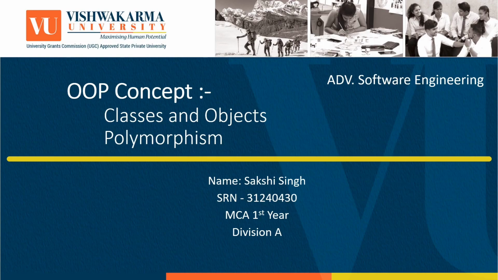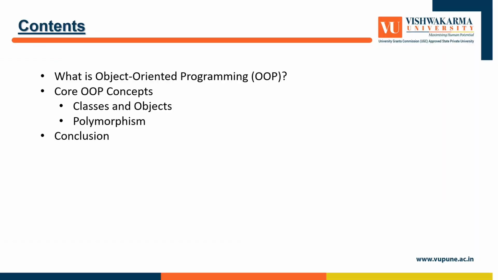Today I'll be discussing Object Oriented Programming, or OOP, an essential paradigm in modern software development. We'll explore its concepts, including classes and objects and polymorphism, along with their definitions, benefits, and practical applications. Let's begin. What is object oriented programming?